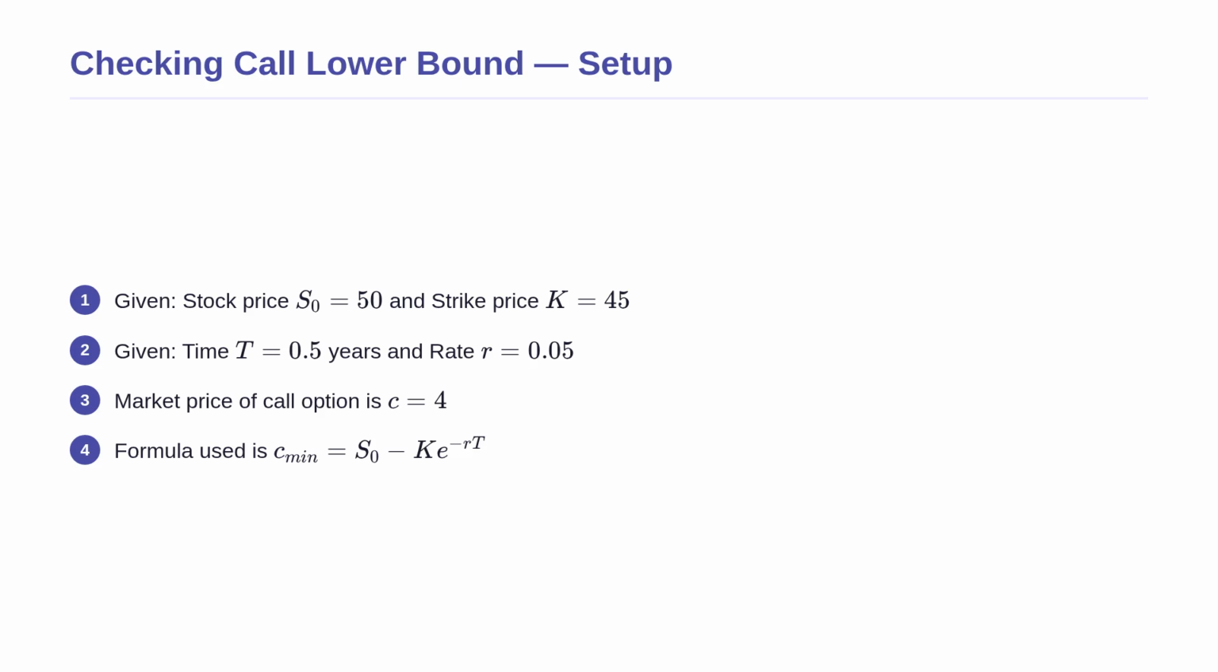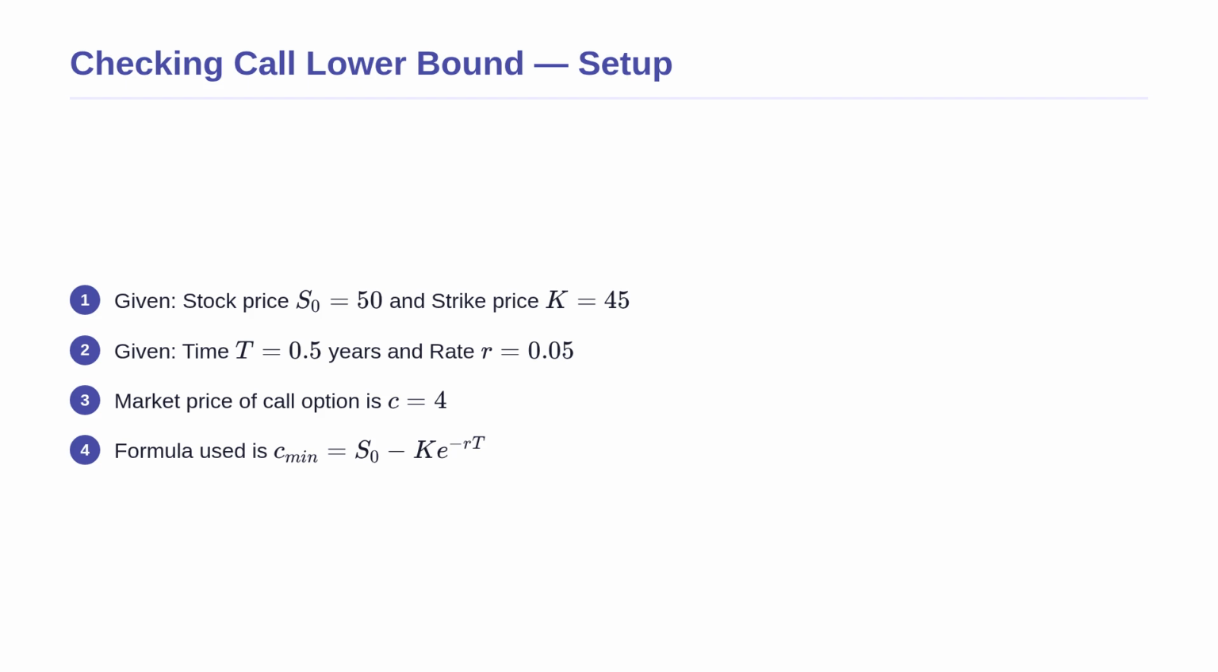Now that we have seen the formula and its graph, let us test it with a real-world scenario. We are given a stock currently trading at $50. So S0 is 50. The strike price, K, is $45. The option expires in 6 months, which is 0.5 years. So T is 0.5. The risk-free interest rate R is 5% per year, or 0.05. You observe this call option trading in the market for exactly $4.